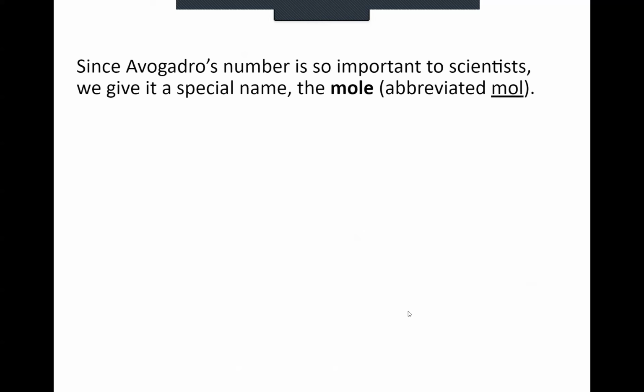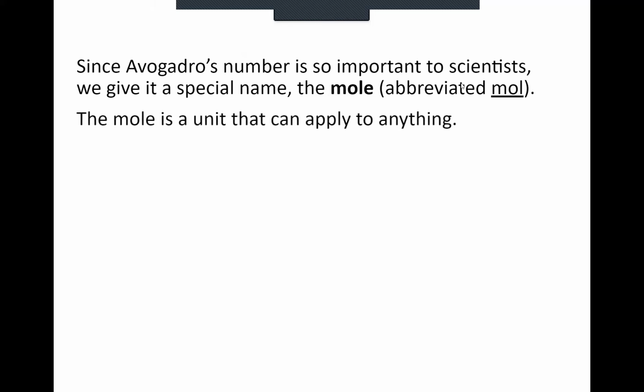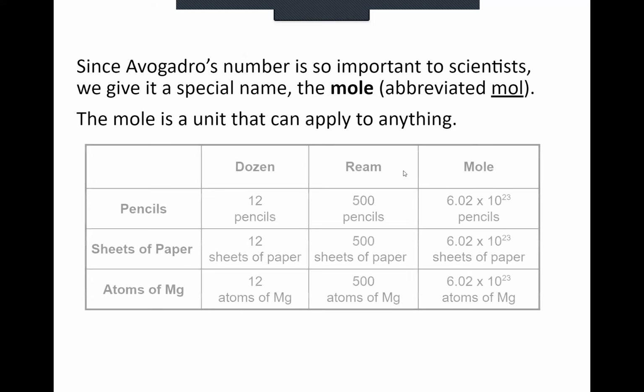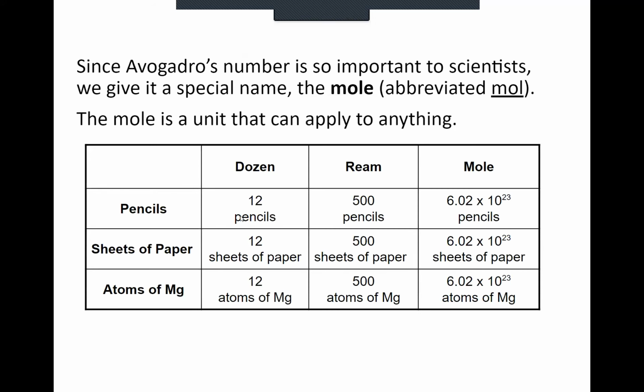Avogadro's number is so important to chemists that we give it a special name, the mole, and it kind of has a lame abbreviation. You just chop off the E, and the abbreviation is mol. I don't know why. A mole is a unit that could apply to anything, much in the same way that the word that represents a number for 12, bet you know that one, it's a dozen. A dozen could apply to anything. Like, I could have a dozen pencils, that would be 12 pencils. I could have a dozen sheets of paper, that would be 12 sheets of paper.